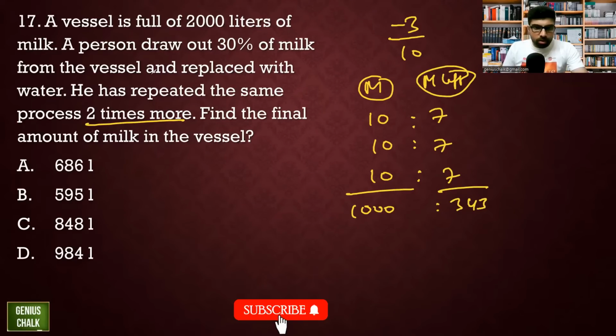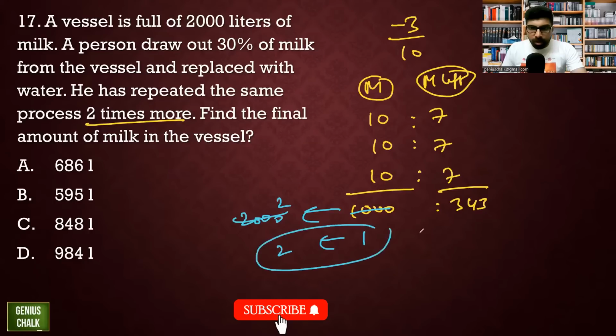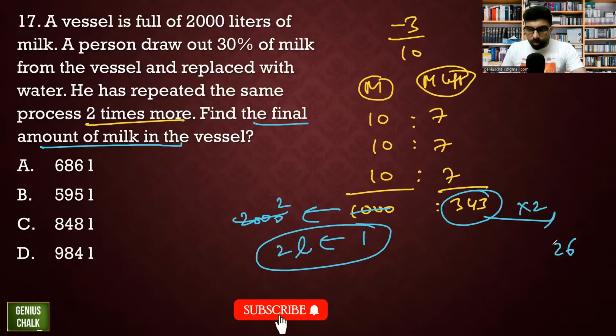Now what is given? Full of 2000. That means this value, which is actually 1000, it was actually 2000, which is one value is 2, as it is double of this. So if one value is 2, it is asking you the final amount of milk in the vessel. This is the final amount of milk, so double this also, as 1 unit is equal to 2 liters. So 343 will be equal to 343 into 2, that is 686. It is 686 liters, which is option A, right?